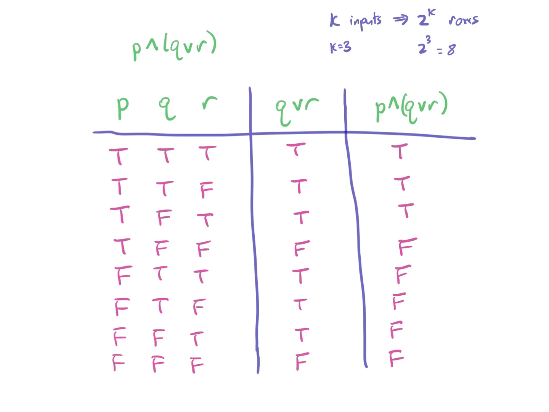Again, when I have more inputs, more logical propositions that are ingredients to my compound logical proposition, I need to have more rows of my truth table. And when I have a sequence of logical operators like and, or, both involved here, I need to have multiple columns in order to show my steps.